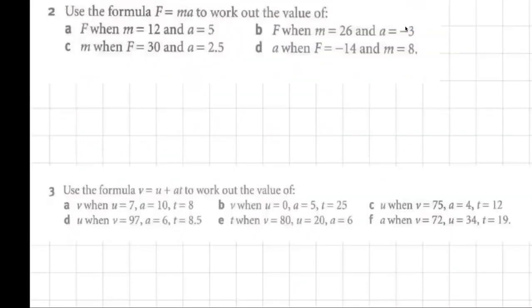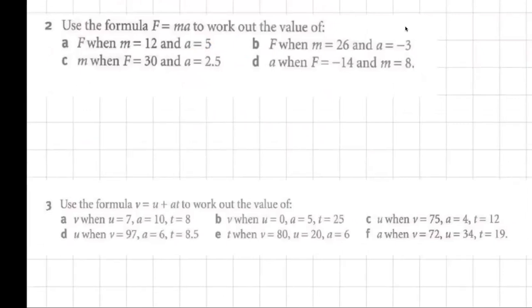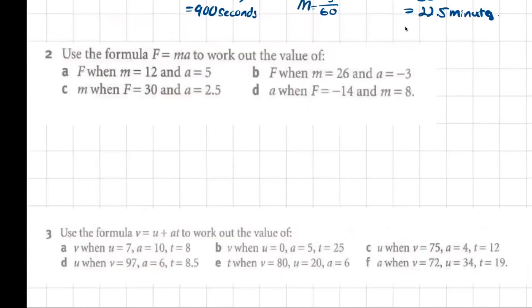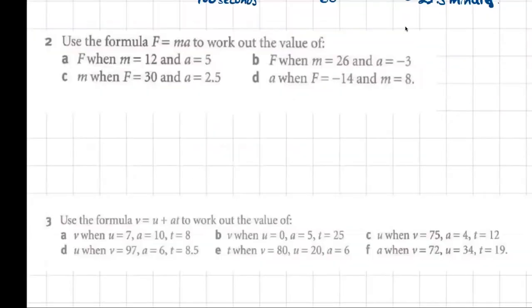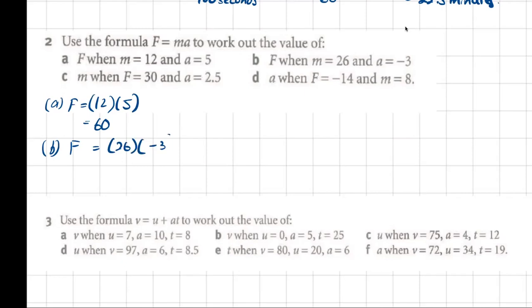Question number 2. If the formula F is equal to m a, force is equal to mass multiplied by acceleration, work out the value of F when m is equal to 12, a is equal to 5. So F is equal to 12 times 5. This is multiplication. So no unit here because we don't know what it is, but in physics it is a force which is measured in Newton. Mass multiplied by acceleration.